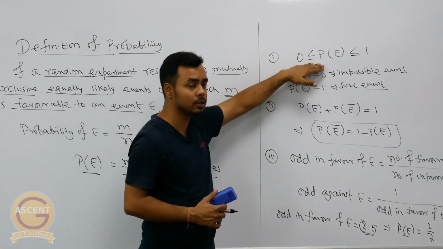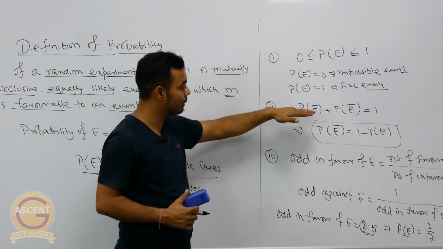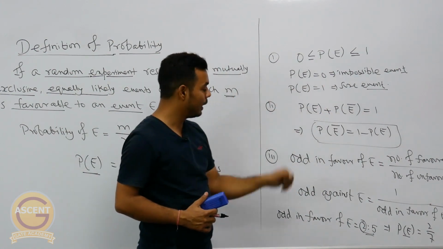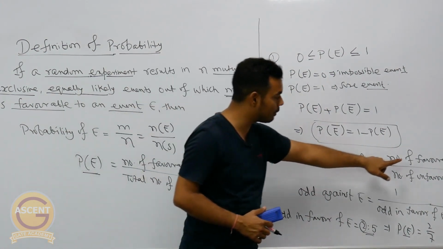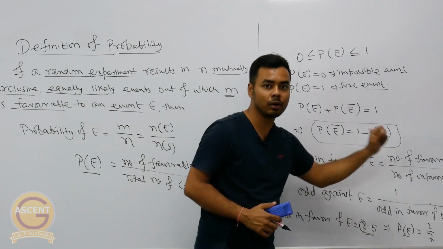First, probability is always between 0 and 1. Second, probability of E plus E complement is 1. And the last point, odds in favor of E is the number of favorable cases divided by the number of unfavorable cases.